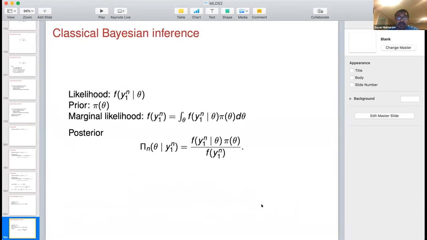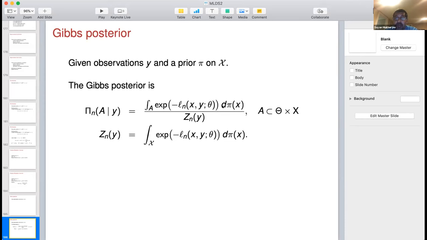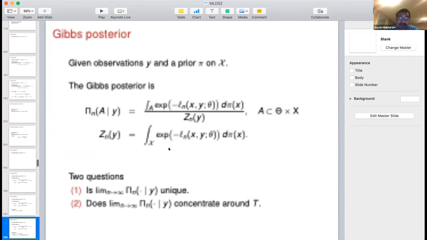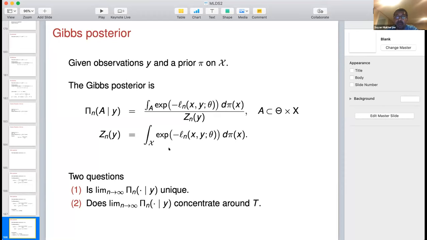Now, this is what some people call generalized Bayes or the Gibbs posterior. You take the negative of your loss, exponentiate it, multiply it by your prior, and normalize it. This is called the Gibbs posterior. If L were the log likelihood, this would be exactly Bayes. Now I can ask a question: does this converge to something unique? Because if it doesn't, that's bad, since we want to use this as our posterior. And does it concentrate around the generating process? These are the two questions we really want to focus on.